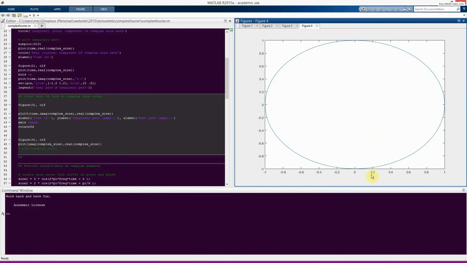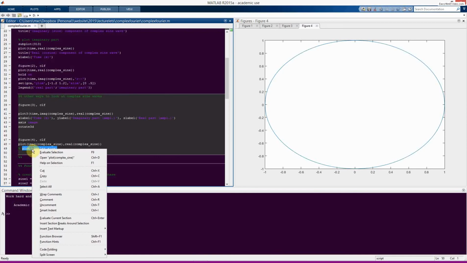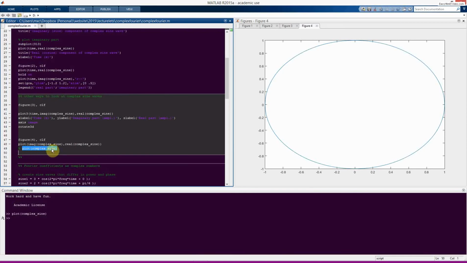And that's how we get this plot, figure 4. You can see I'm plotting the imaginary part by the real part. And this comment in line 49 is just to show you that if you plot a complex sine wave like this, or a complex number like this, MATLAB interprets line 49 and line 48 in the same way.